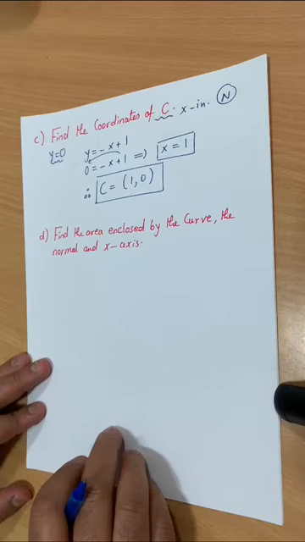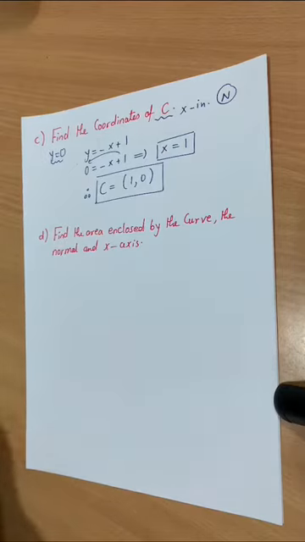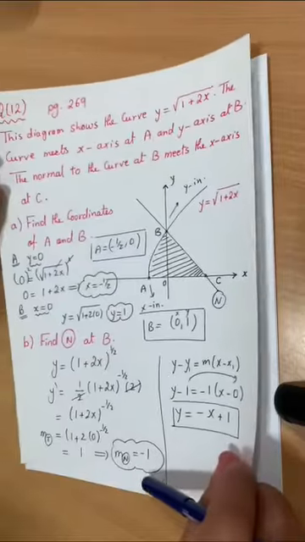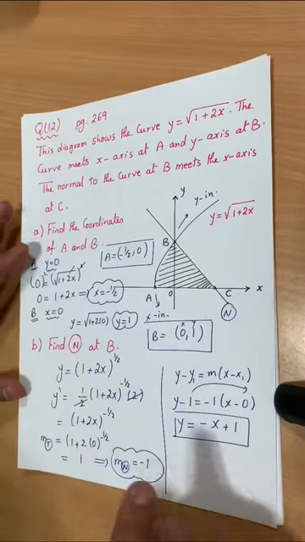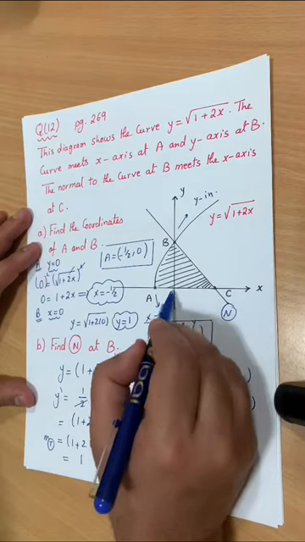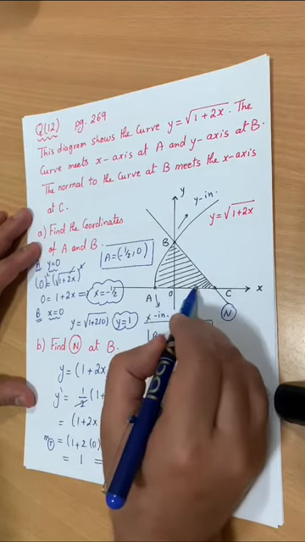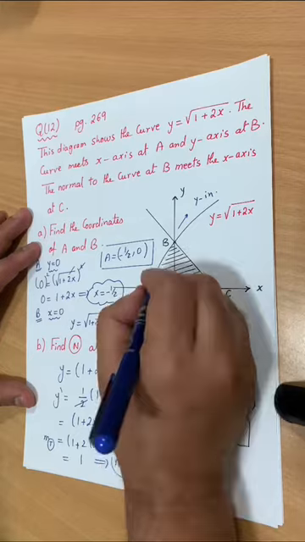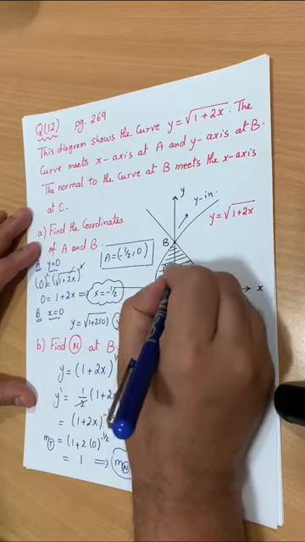Part D, find the area enclosed by the curve, the normal and the x-axis. Let's go back to the question again. This is the question. So we have two parts, from A to 0 and 0 to C. From 0 to C, this part is a right angle triangle, so let's call that area 1 and this area 2.